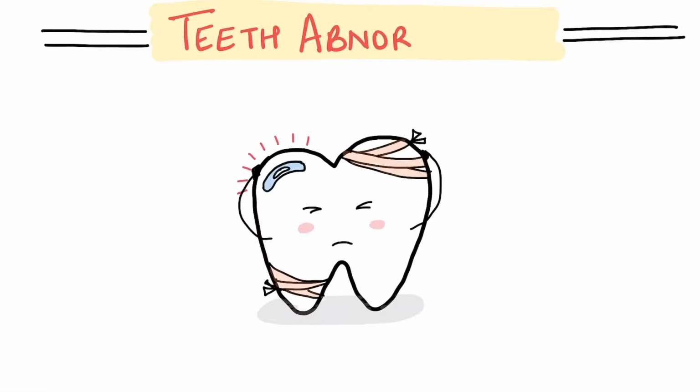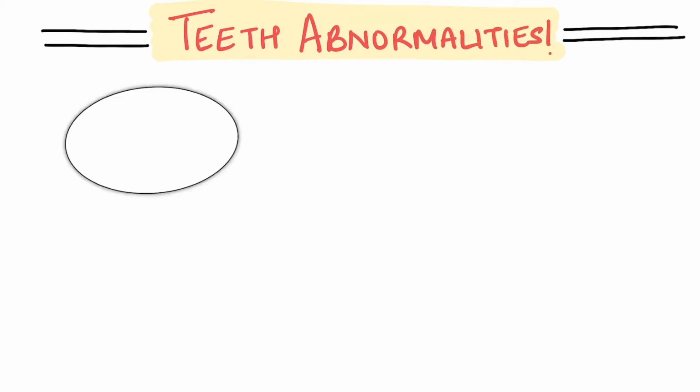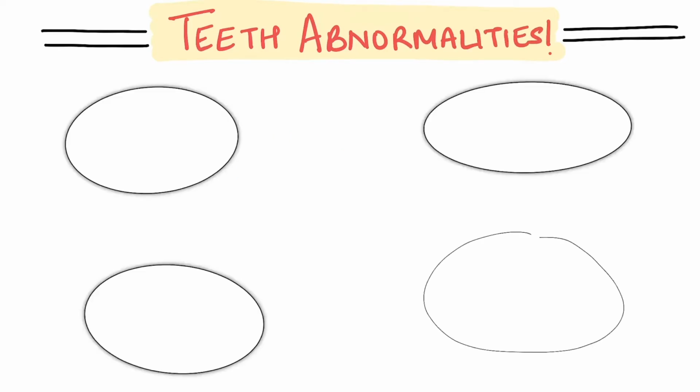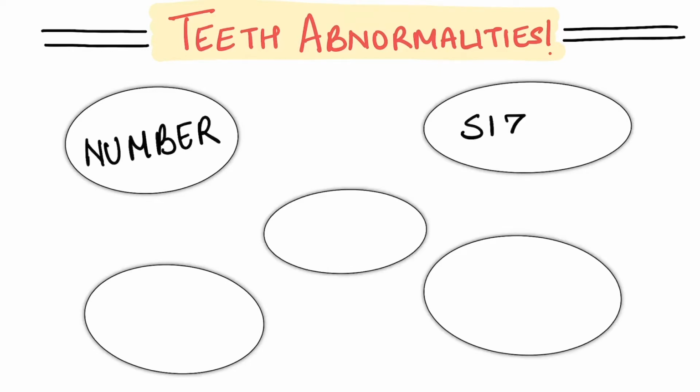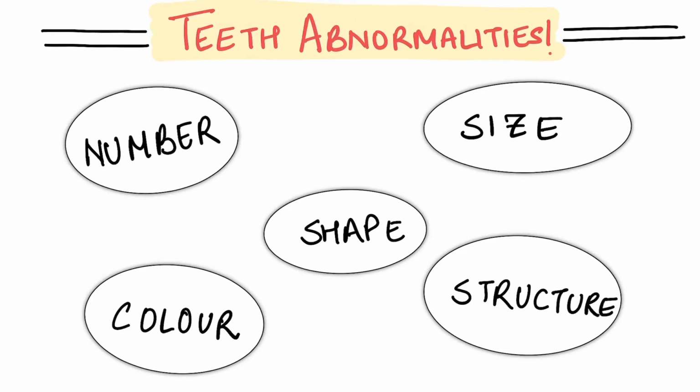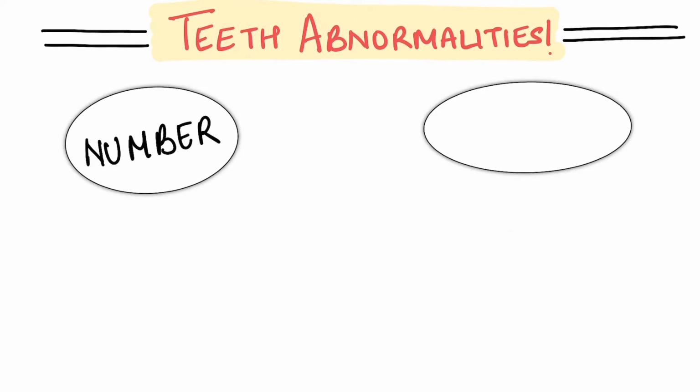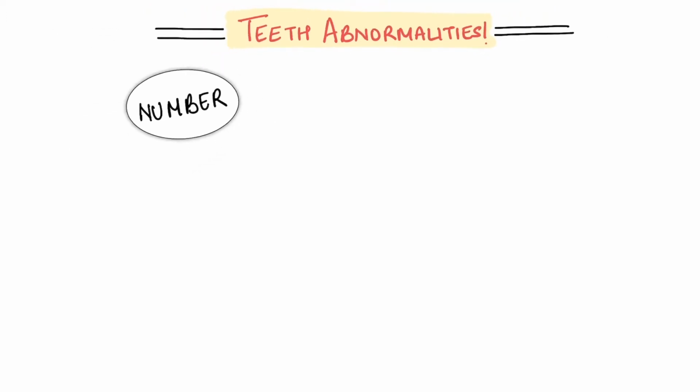So in this video we'll be talking about teeth abnormalities. These are categorized under the following alterations. It could be change in number, alteration of size, change in shape, change in structure, and change of the color. So let's see what are the variations regarding number of the teeth.